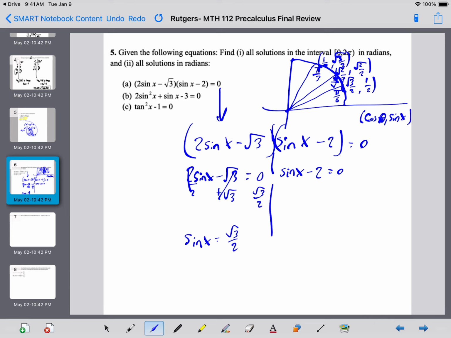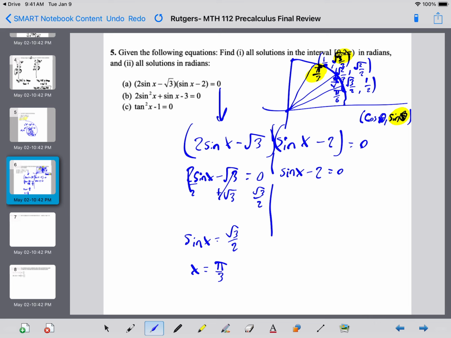I'll use the theta, just so you know I'm talking about the angle. So when is sine, the y value, radical 3 over 2? Oh, look at that. It's at pi over 3. So x equals pi over 3. Find all solutions in 0 to 2 pi.